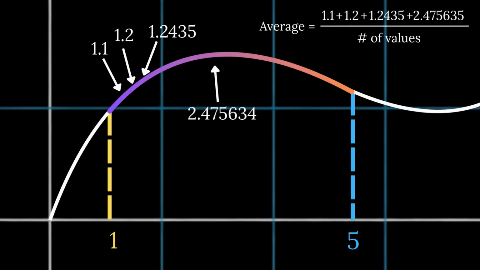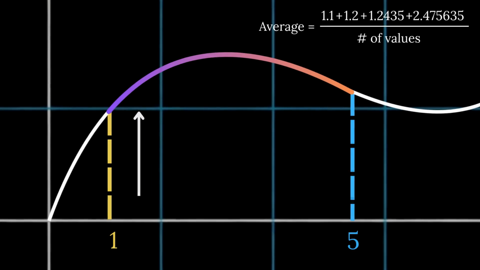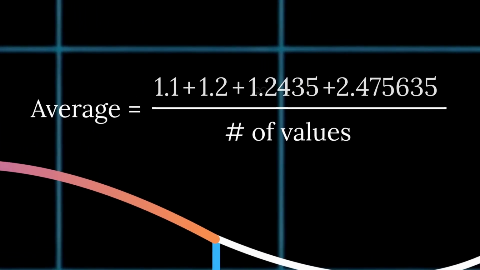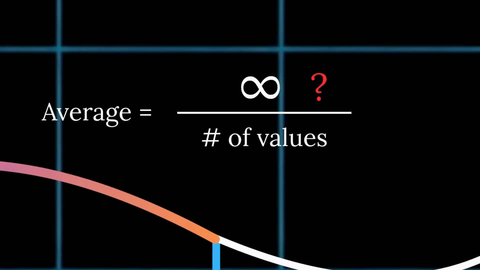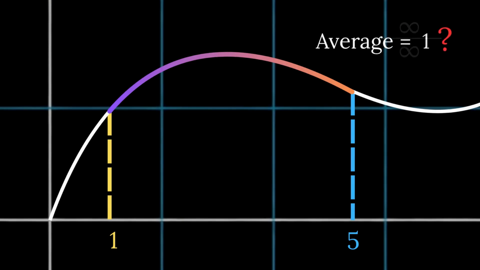2.475634. Wait a second. There are infinitely many values in this interval. So their sum is just infinity? Well, how many values are there? Well, there's infinitely many values. So the average of this function is infinity over infinity, which cancels to 1.